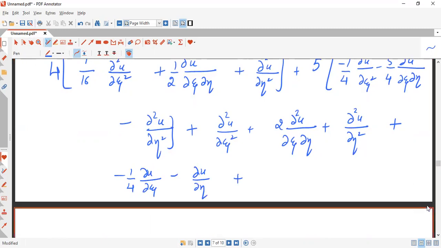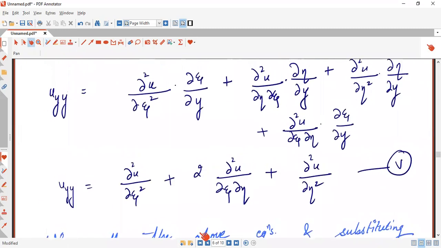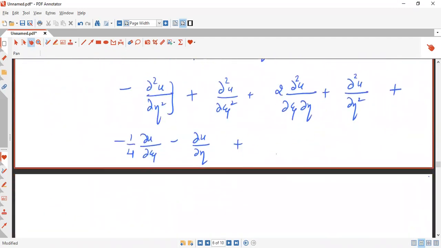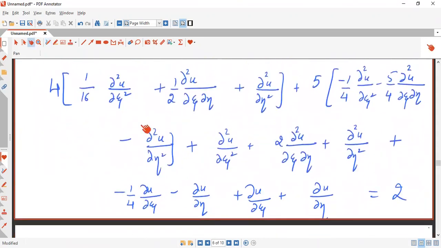What is uy? Equals to 2. Now arrange all the values of del square u by del z square, del square u by del z del eta, and del square u by del eta square. Del u by del z, del u by del eta, they are the single variables, they will remain the same, and collect the terms we will get.